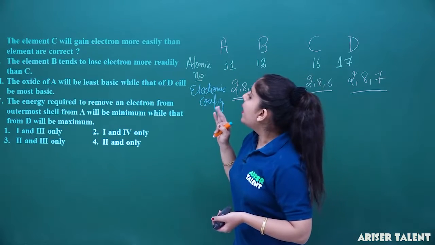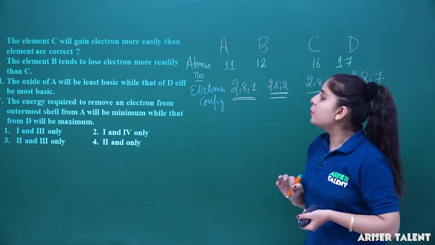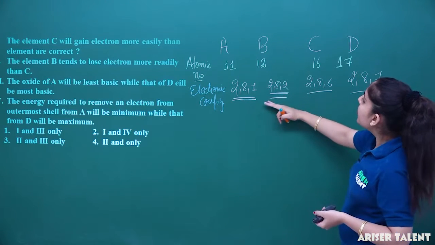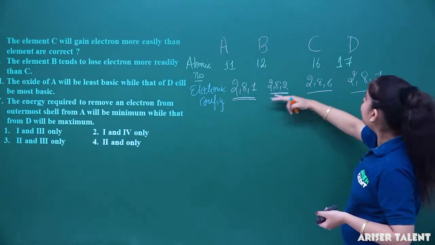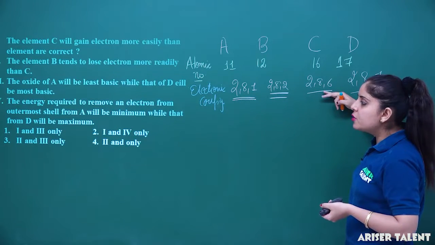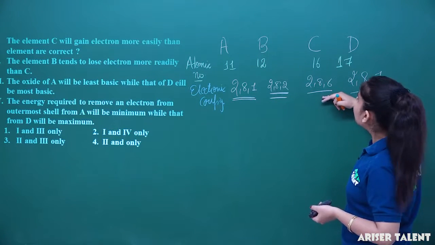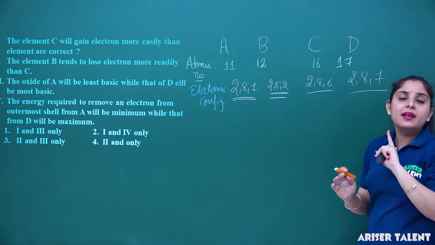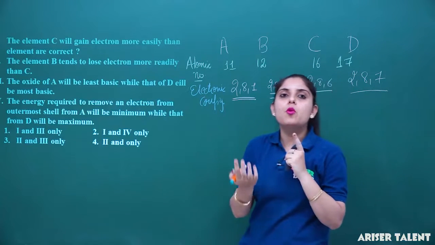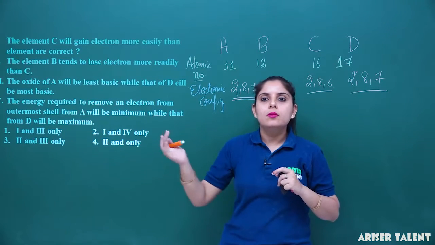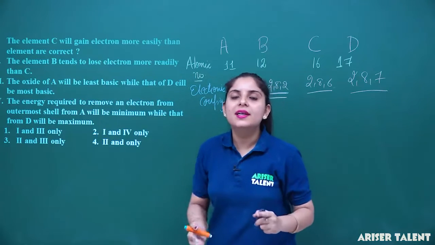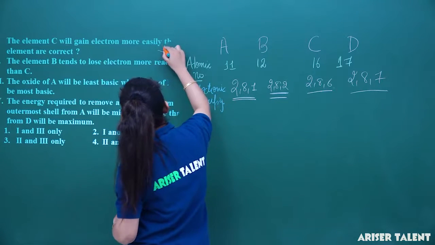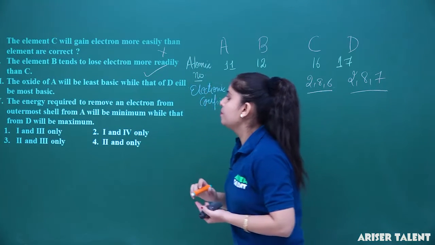Now element B tends to lose electron more readily than C. Now comparison between B and C: B will lose electron more readily than C. So this statement is true here. Why? Because there are 2 electrons present here and there are 6 electrons present here. Then losing 2 electrons will be easier as compared to losing 6 electrons. 2 electron को lose करना ज़्यादा easy है as compared to 6 electron को lose करना. So I can say that our first statement is false and the second statement is correct.